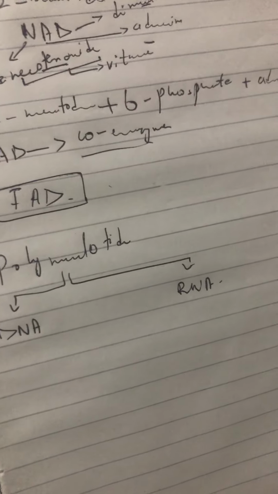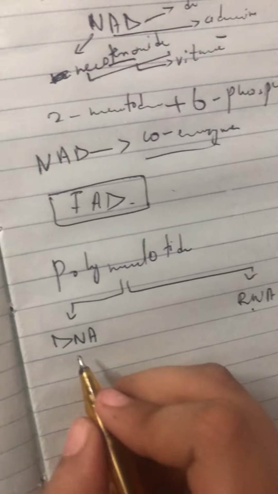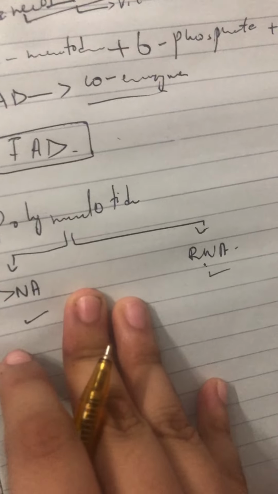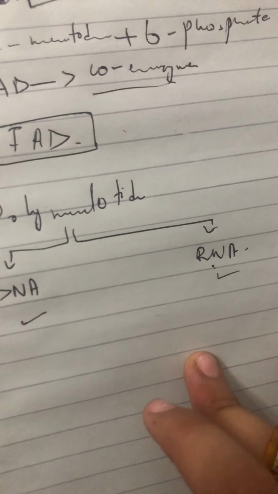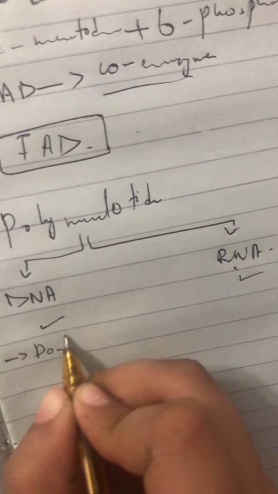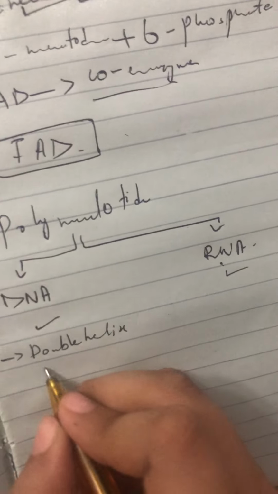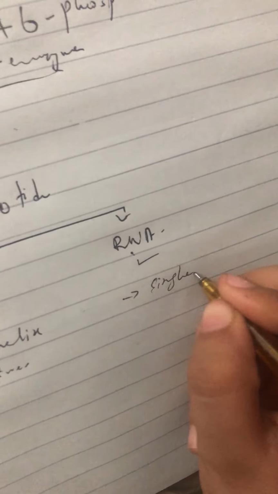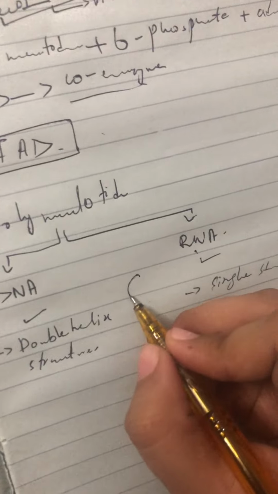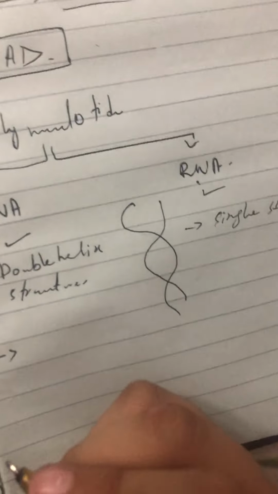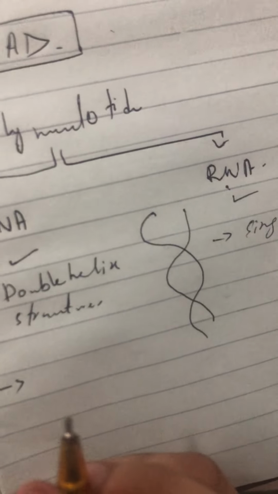DNA and RNA. The full form of DNA is deoxyribonucleic acid, and this is ribonucleic acid. Now, what is the difference between them? Basically, DNA is a double helix structure and RNA is a single helix structure. DNA is like this, but the RNA is a single helix structure like this. Okay.